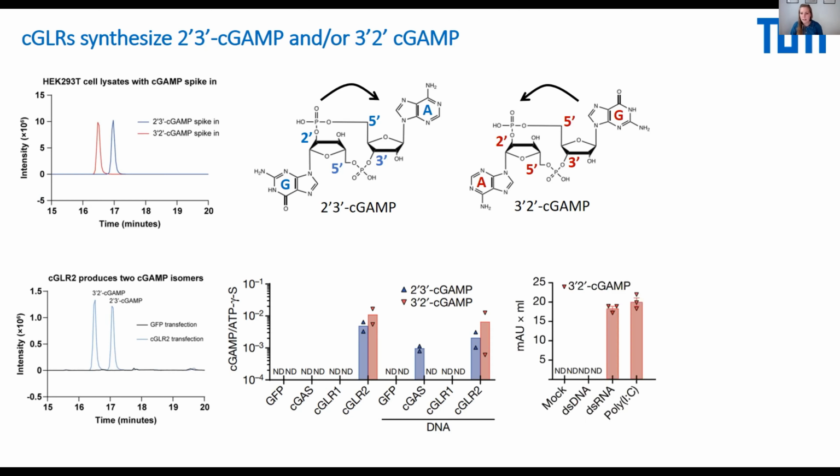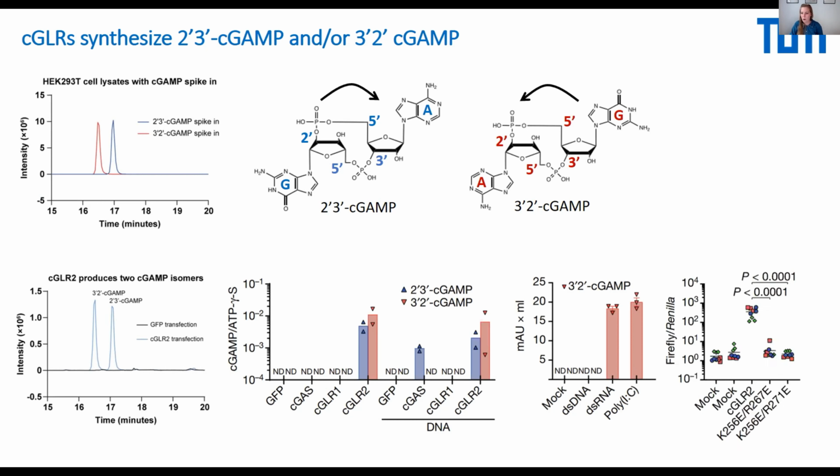What we found out afterwards is that CDLR1, the one that did not produce anything in response to DNA or by overexpression, if we stimulate with RNA, we can actually get a production of 3', 2' again, but not 2', 3'. So it seems to be an RNA dependent production for CDLR1.